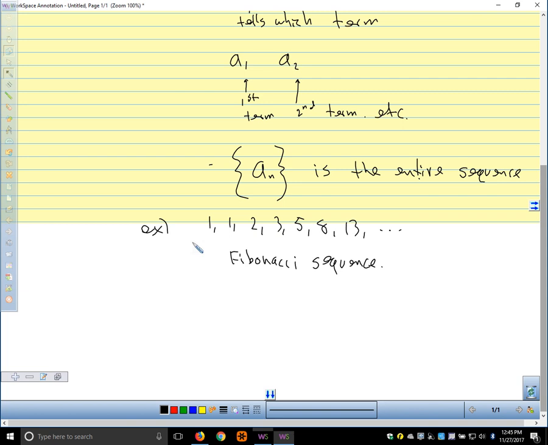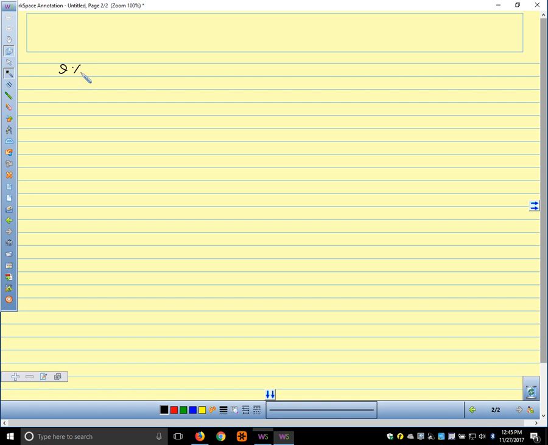All right, so let's look at a couple of examples. For all of these examples, we want to list the first four terms. What's that? That was just the Fibonacci sequence. Is that all we wrote for it? Yep.